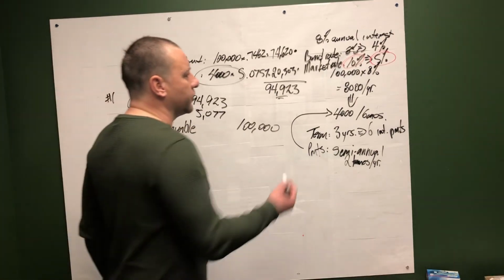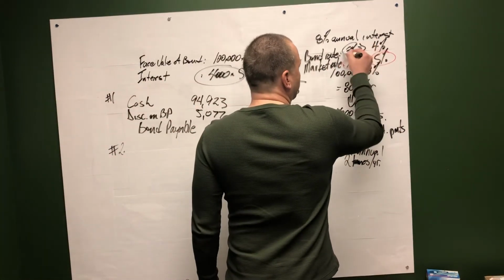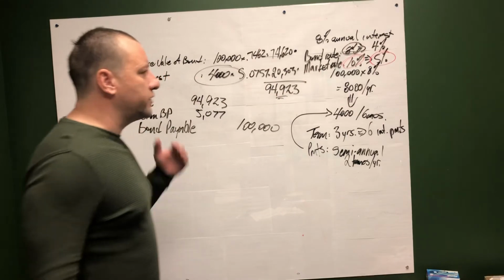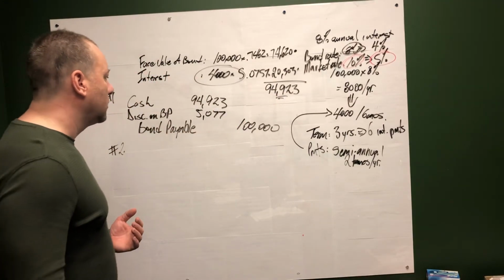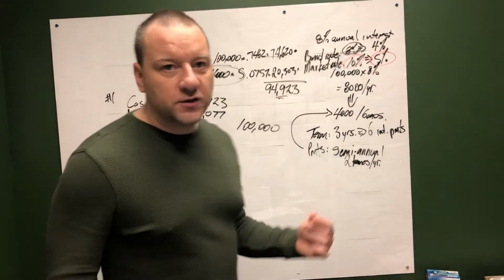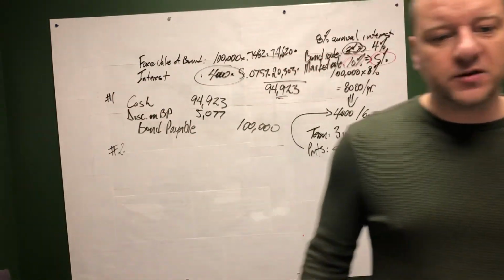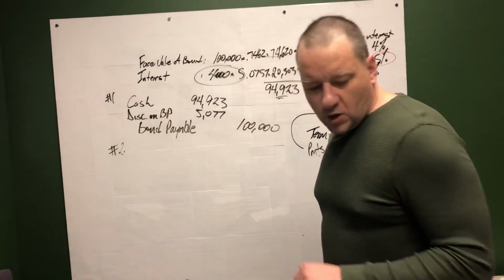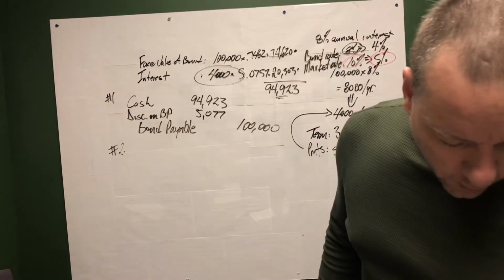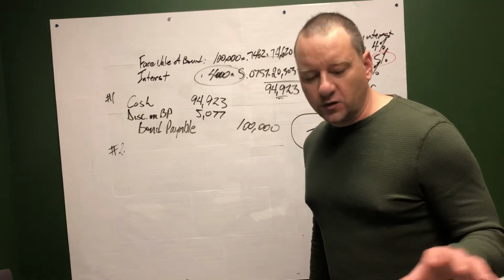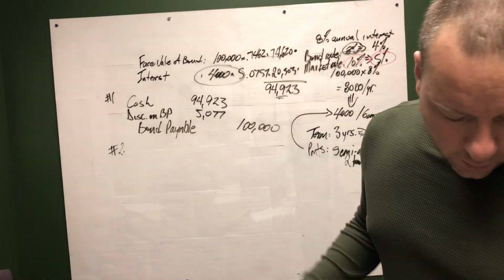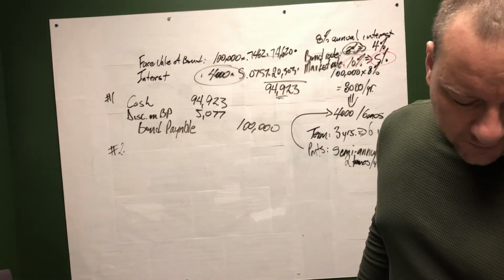The bond says it's going to pay 8% interest semi-annually, so that's 4%, which is $4,000. Okay, so that's not the interest expense. That's only the cash payment for interest. So what we've got to do is say, we know our cash paid every 6 months is going to be $4,000. Well, now what? What's the interest expense?